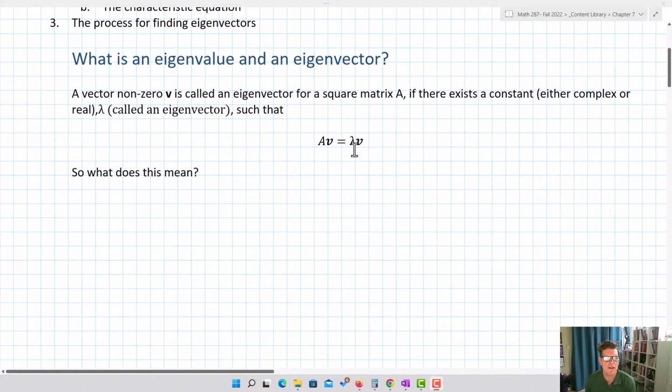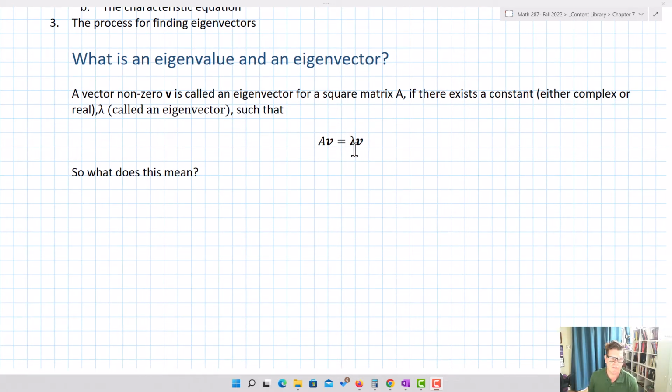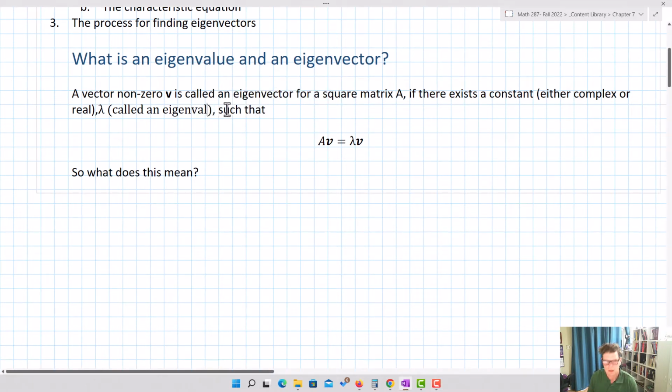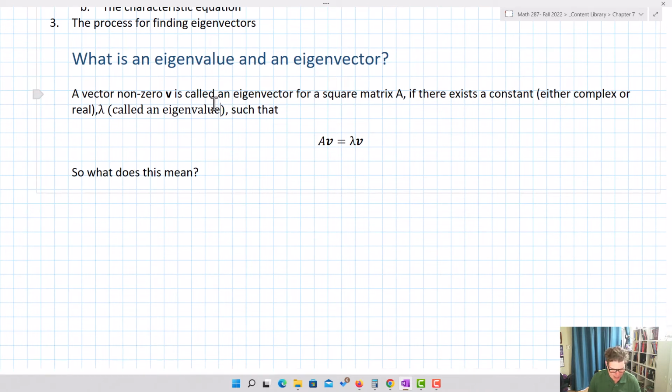A non-zero vector V is called an eigenvector for a square matrix A if there exists a constant, either complex or real, lambda, which we call an eigenvalue, not an eigenvector, such that AV equals lambda V. So what exactly does this mean? Let's look at this algebraically, and we'll give a couple of examples.